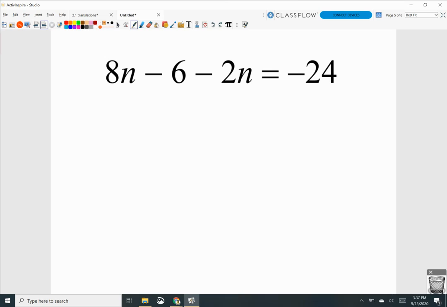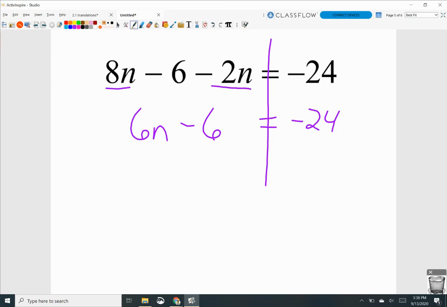Combining like terms. You've got more than one variable or like term that you can combine. They're on the same side of the equal sign. They're both on the left. So I'm going to subtract those just the way it says. 8n minus 2n. That is 6n. Drop down the 6 equals negative 24.